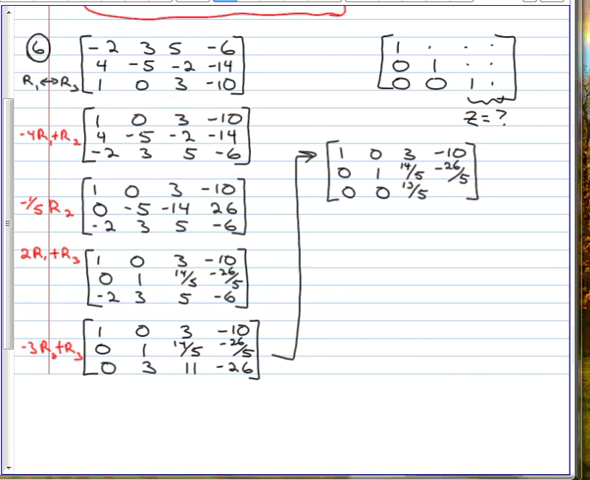Let's see. Negative 3 times negative 26. What's that? 78? Yep. 78/5. Oh my. Minus 26/5 gives me negative 52/5. Negative 52/5. Almost there. All I need to do now is go 5/13 times row 3.